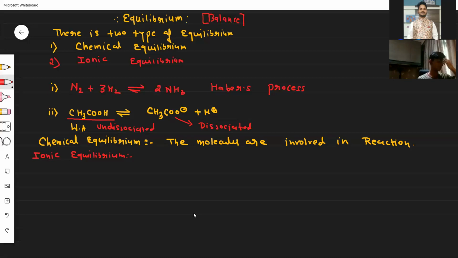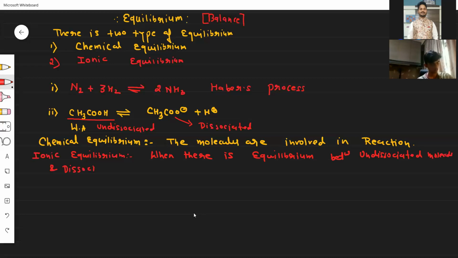See, I'm writing the definition here. When there is equilibrium between undissociated molecule and dissociated ions, such equilibrium is called ionic equilibrium.